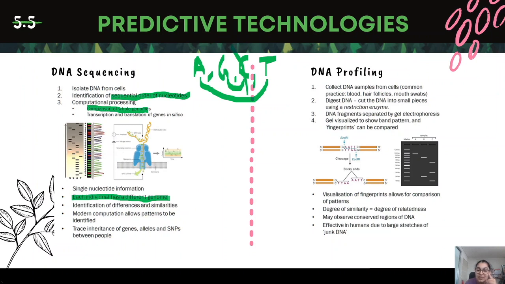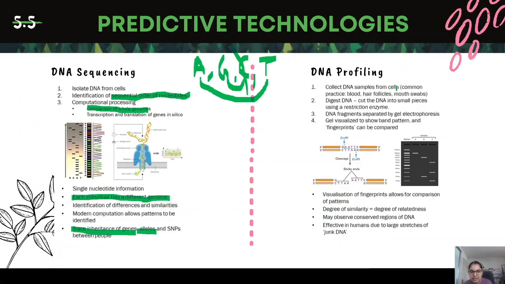There is identification of similarities and differences, and modern computation is so good because it allows patterns to be identified, and through that we trace inheritance of genes. How have genes been inherited? We trace inheritance of alleles, as we spoke about a couple of minutes ago, and we look at SNPs. SNPs are single nucleotide polymorphisms. These are single nucleotide differences between people that give us our unique DNA. So that's DNA sequencing.